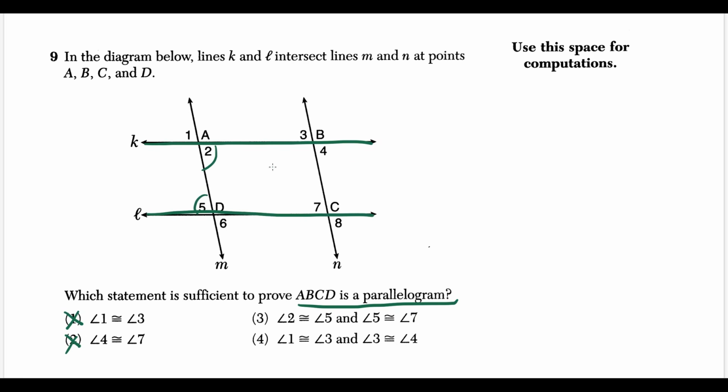And then next we have angle 5 is congruent to angle 7, and that would tell us that these lines here are parallel, because once again, if we have parallel lines cut by a transversal and the corresponding angles formed are congruent, then that tells us that we have parallel lines. So now we have two pairs of parallel sides in this quadrilateral, so we could say here that this quadrilateral is a parallelogram. So definitely choice 3.